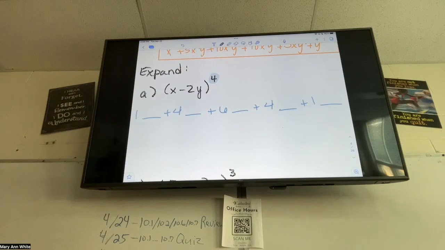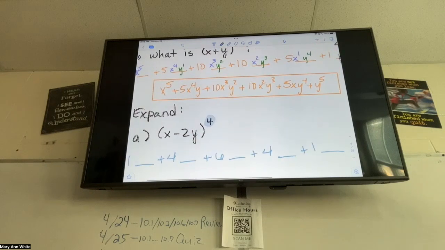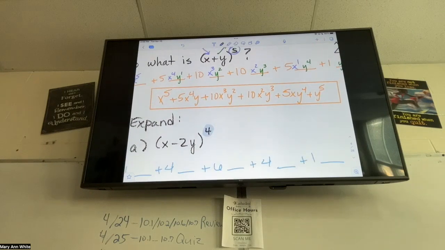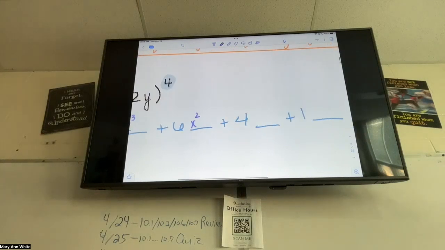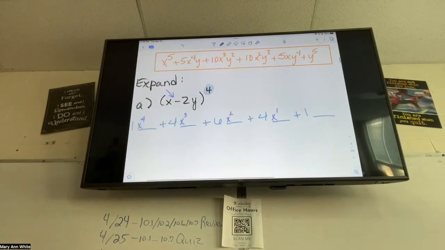First step, always do your coefficients first. Second step is our x's. As our x goes across the page, remind me, what does it do? The exponent gets smaller, so x is going to go down as we go across the page. What's it going to start with? Start with x. X to the fourth, and then x to the third, and then x squared, and then x to the first, and then technically x to the 0, but that's implied, we don't need to write it.